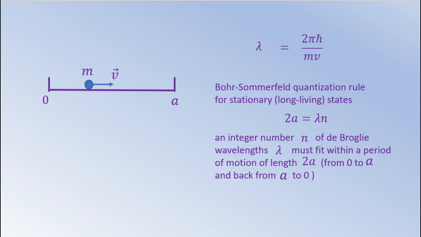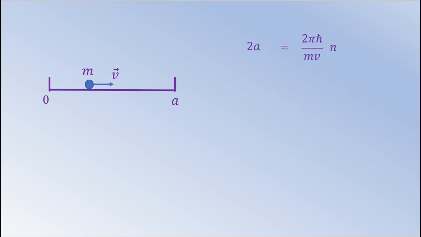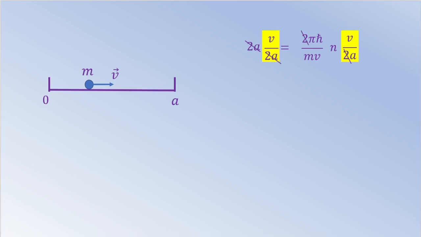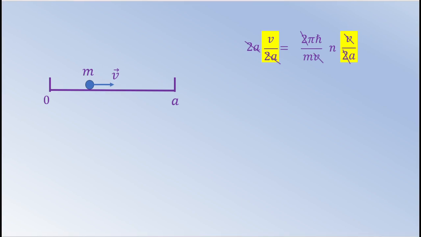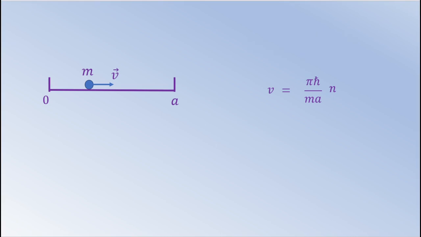Now we will make some transformations. If I multiply the upper equation by n and then substitute 2a instead of lambda n, then we have a new equation and continue work with it. In the next step, we multiply both sides of the equation by v over 2a. Next, we need to make some reductions in the numerators and denominators in the left and then in the right side and obtain finally the simple formula for quantization of the velocity.